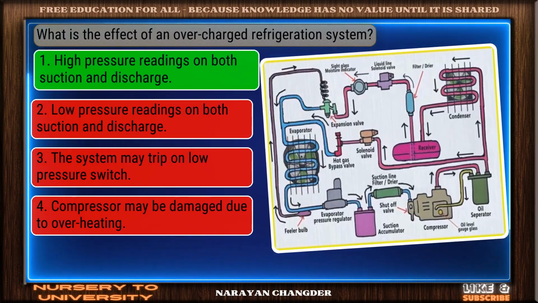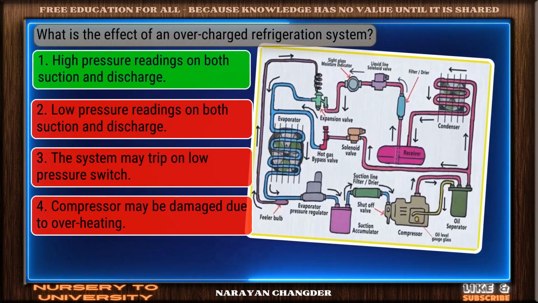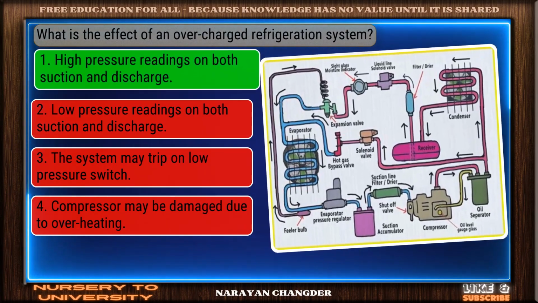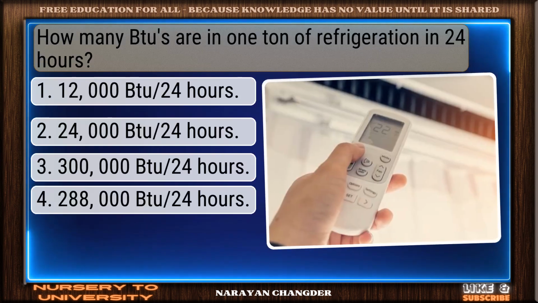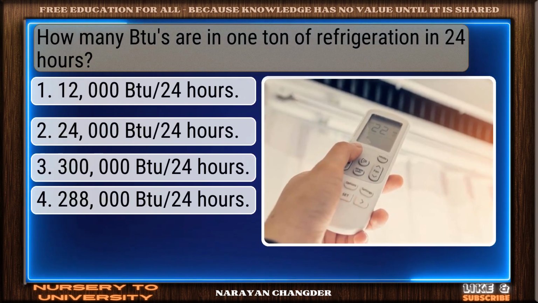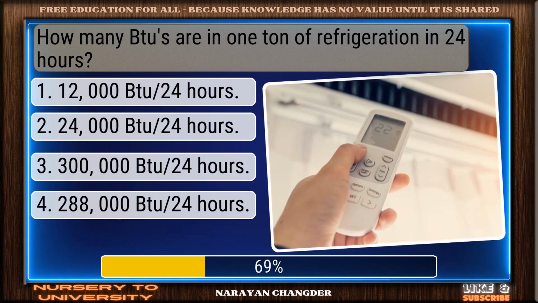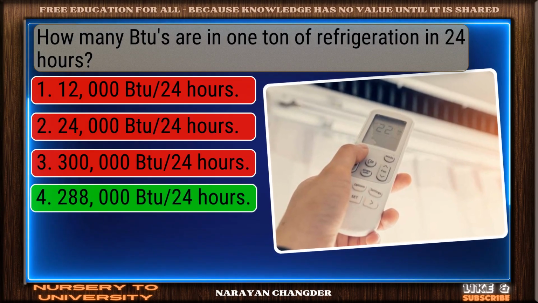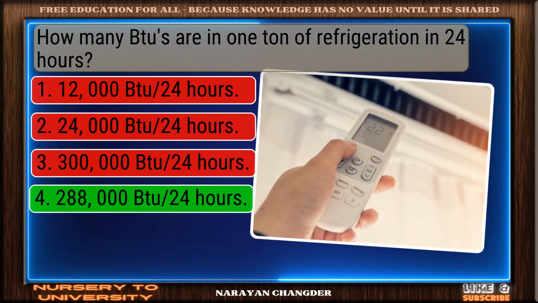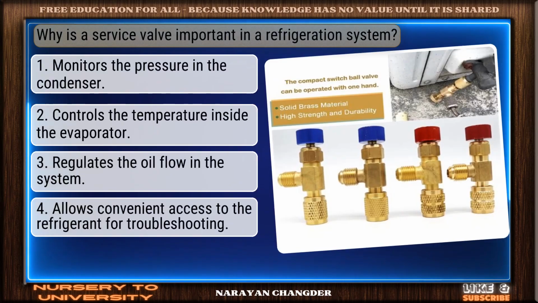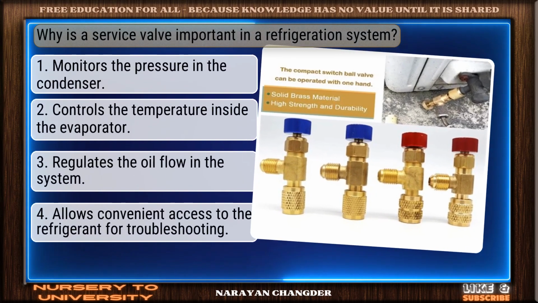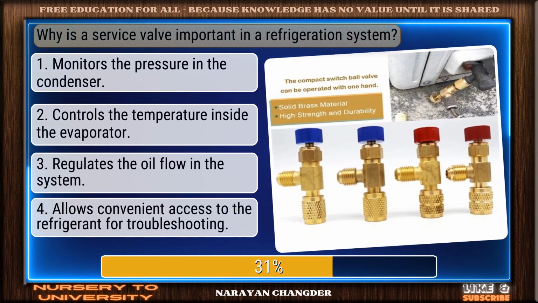What is the effect of an overcharged refrigeration system? Clear logic. Your choice high pressure readings on both suction and discharge is sound and 100% true. How many BTUs are in 1 ton of refrigeration in 24 hours? Sharp thinking. 288,000 BTU in 24 hours is the right choice. Why is a service valve important in a refrigeration system?